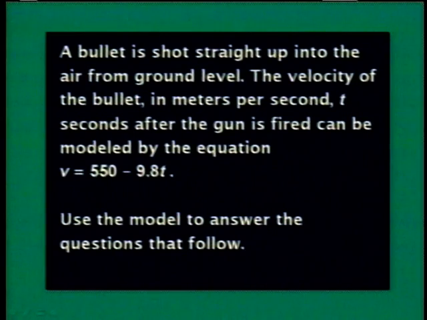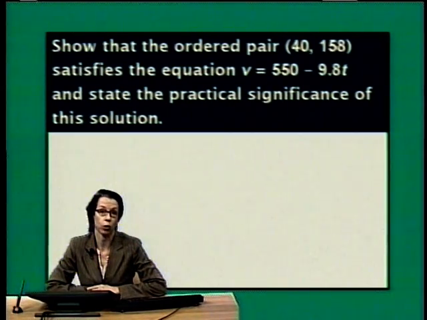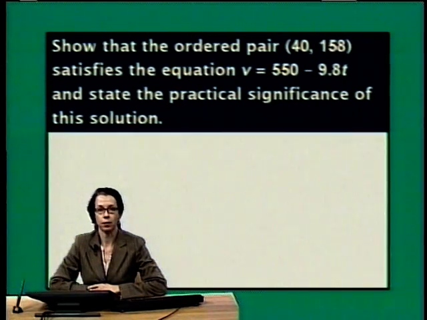Here's the first one. A bullet is shot straight up into the air from ground level. The velocity of the bullet in meters per second, t seconds after the gun is fired, can be modeled by the equation v equals 550 minus 9.8t. We want to use the model to answer some questions. So the first thing we're asked to do is show that a given ordered pair, 40, 158, satisfies the equation, and then state the practical significance of this solution.